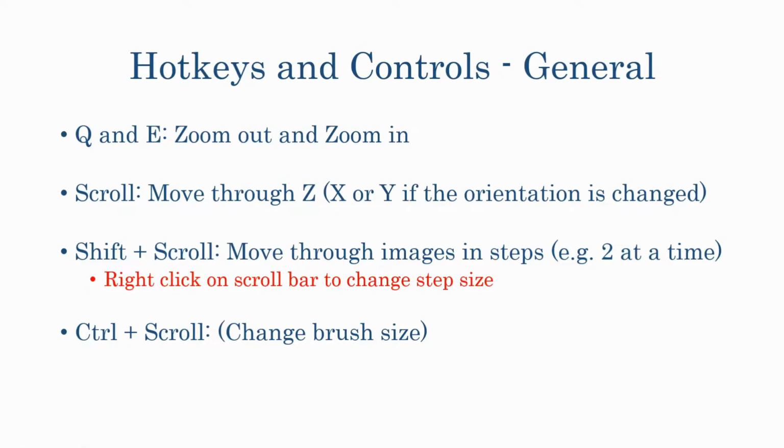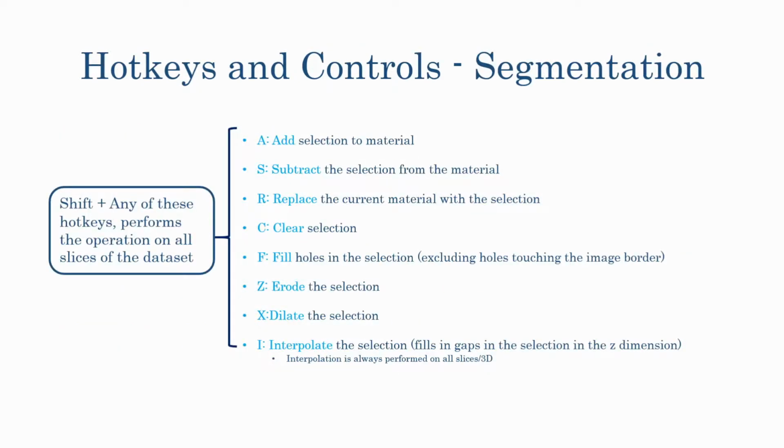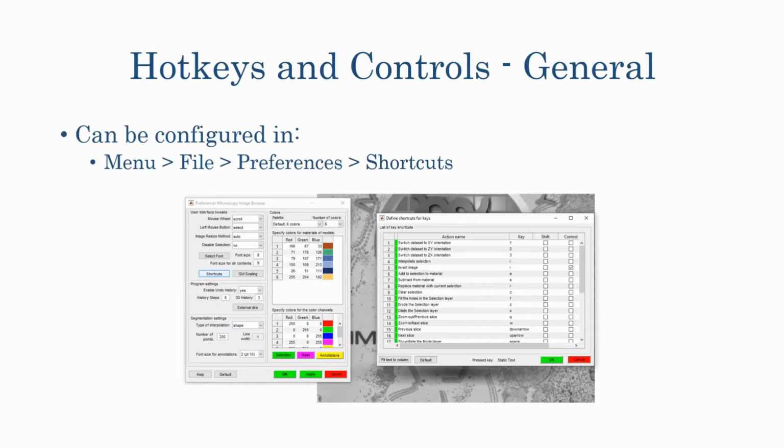So these are the hotkeys from the first video, if you just wanted to review them again. And these are the hotkeys I'll be using in this video. There may be some others, but I'll mention them along the way. MIB's shortcuts can be changed by navigating to Menu, File, Preferences, Shortcuts. I would recommend taking note of the shortcuts mentioned at the start of this video for future reference.